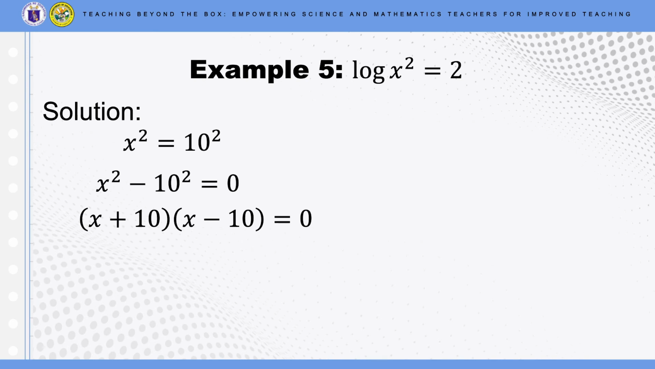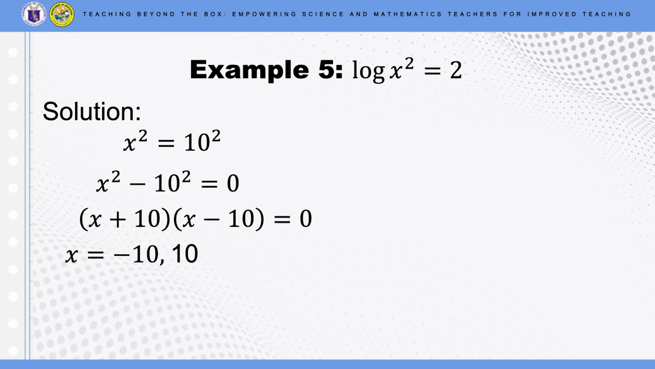Applying the difference of two squares, we have the quantity x plus 10 times the quantity x minus 10 equals 0. Apply the zero product property, so we have x equals negative 10 and 10. Now let us check if negative 10 and 10 can be a solution in the given problem by plugging in the value of x in the problem. So let's have negative 10.